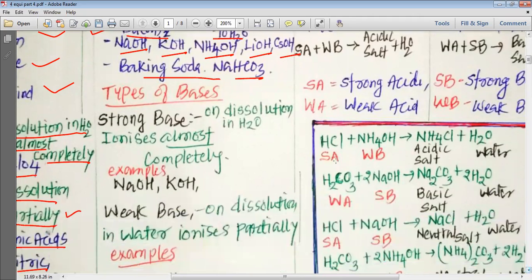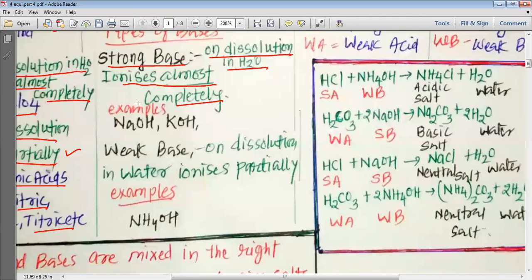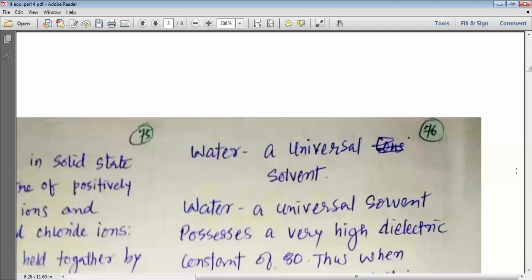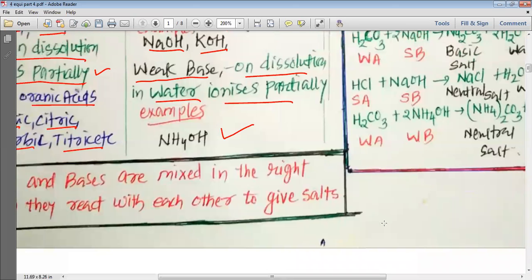Now we'll look into the types of bases. First, we have strong bases. When these strong bases are dissolved in water, they ionize almost completely. For example, sodium hydroxide and potassium hydroxide are strong bases. Then we have weak bases, which ionize only partially in water. For example, NH4OH, ammonium hydroxide, is a weak base. That is what we can easily understand.